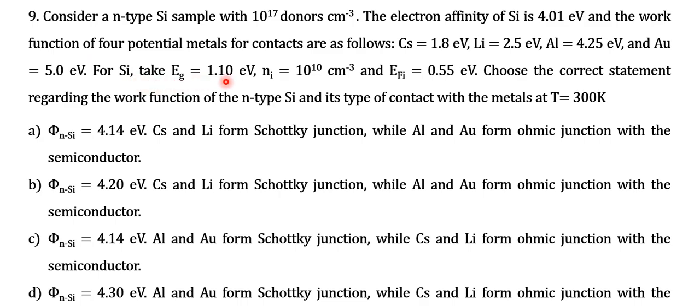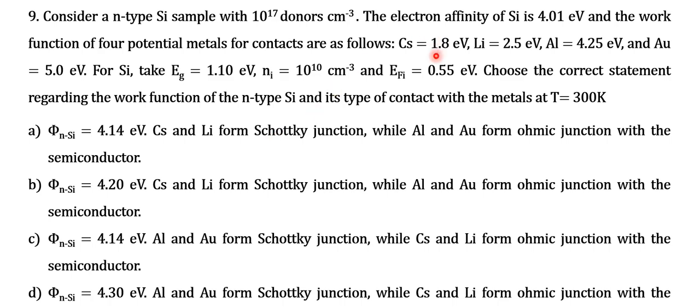Suppose for silicon, Eg is equal to 1.10, Ni is equal to 10 power 10 and EFi is equal to 0.55. We have to choose. Silicon is the semiconductor material and we have another four metals here. We have to tell which of the metals will form a Schottky junction and which of the metals will form an ohmic junction. So for that you have to find out the work function.